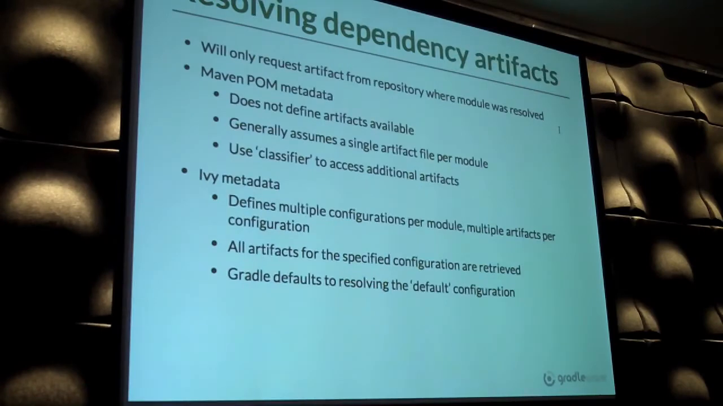With the Maven POM, it doesn't define the artifacts that are available. So we just assume there's one per module, and you can use classifier to access additional artifacts. So you need to define another dependency with a different classifier in order to get an extra artifact out of the Maven repository. Whereas with Ivy, you can say which configuration you want to load, and once you've said which configuration you want to load, it will load all the artifacts that were defined for that configuration.